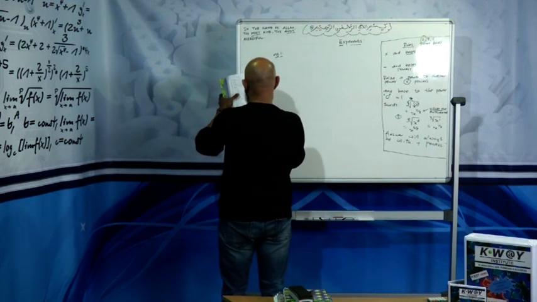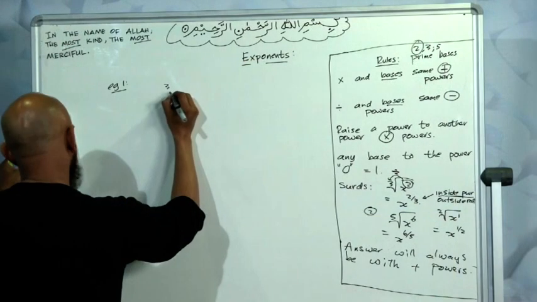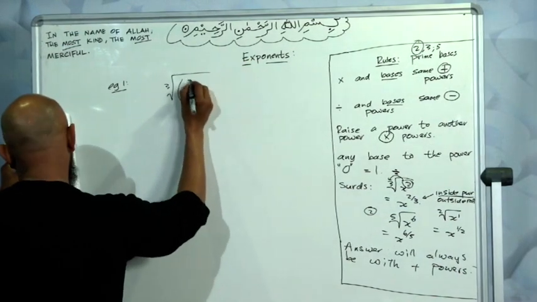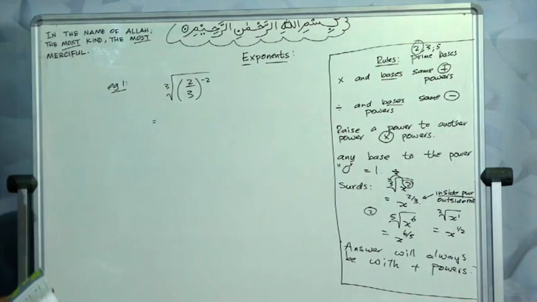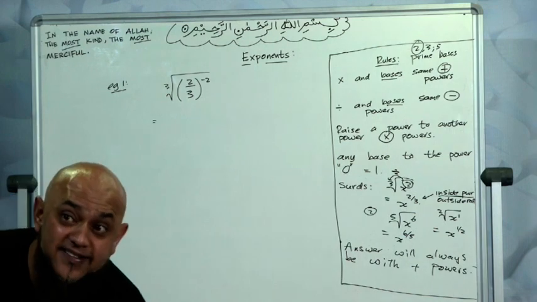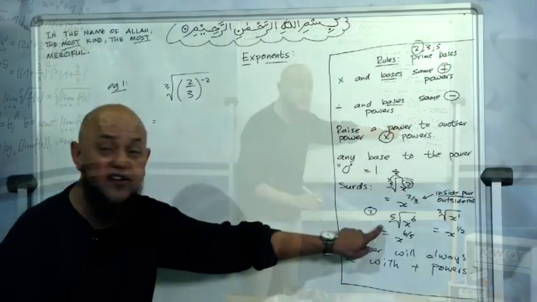And we say, let's take the cube root of 2 over 3 to the power negative 2. Now we all know in a problem like this we need to remove the surd sign first. We need to remove the surd sign, and to remove the surd sign, there's the rule.